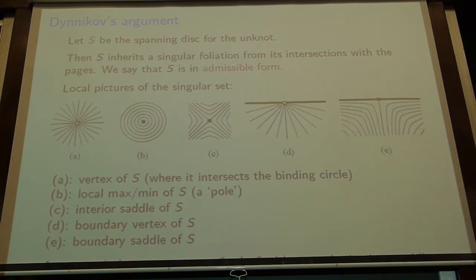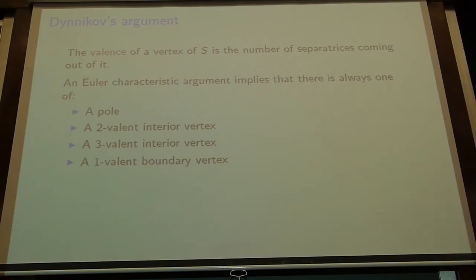And you analyze the graph, and you apply the fact that the disk has positive Euler characteristic to deduce that there exists a vertex with a certain form. So there's either a pole, a local maximum or minimum, and that's a simple thing to deal with, or there's a 2-valent interior vertex, a 3-valent interior vertex, or a 1-valent boundary vertex. And in each of these cases, there's something that you do which simplifies the disk.